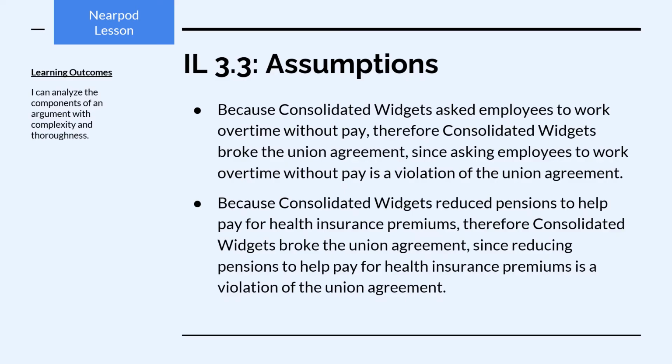All right, number 1. We've got 2 different arguments in number 1. Because Consolidated Widgets asked employees to work overtime without pay, therefore Consolidated Widgets broke the union agreement, since asking employees to work overtime without pay is a violation of that union agreement, or breaks that union agreement, if you want to keep the same verb. Now, the next argument: because Consolidated Widgets reduced pensions to help pay for health insurance premiums, therefore Consolidated Widgets broke the union agreement, since reducing pensions to help pay for health insurance premiums is a violation of the union agreement.